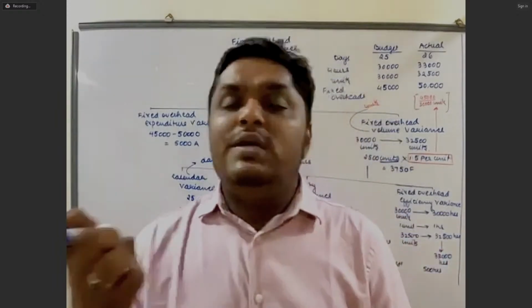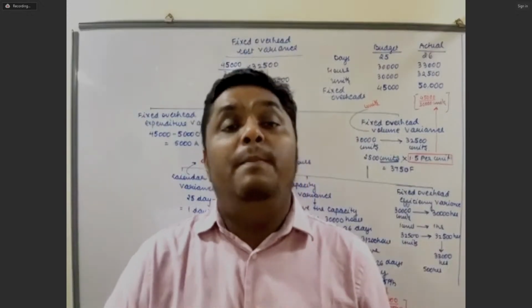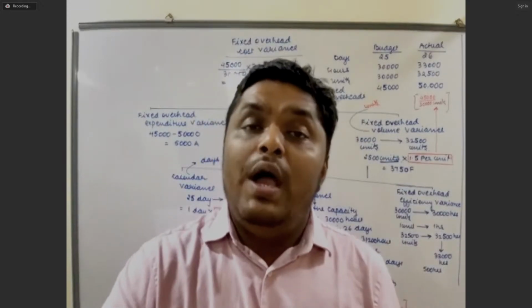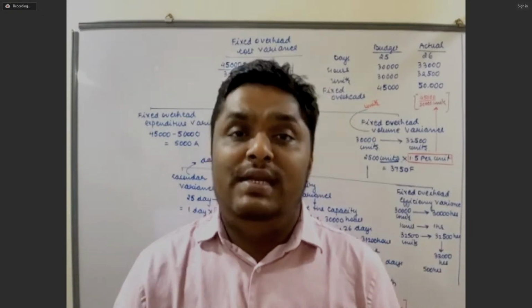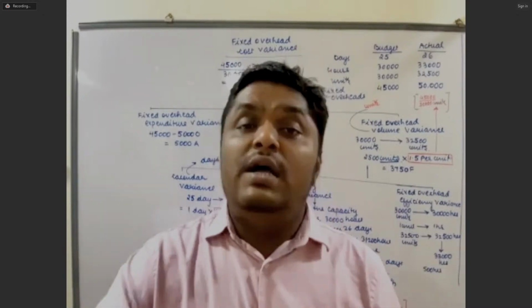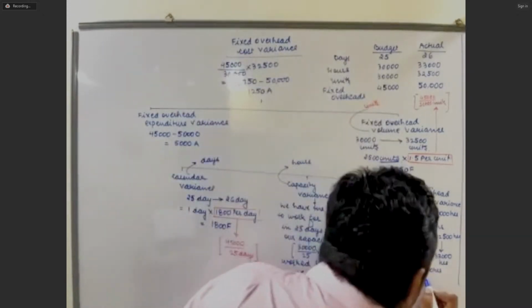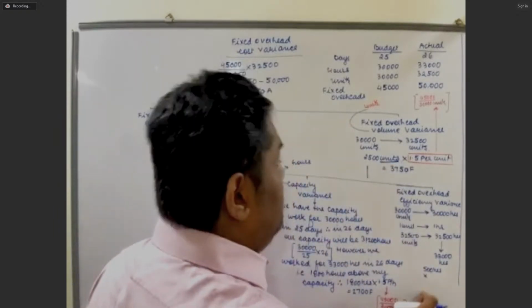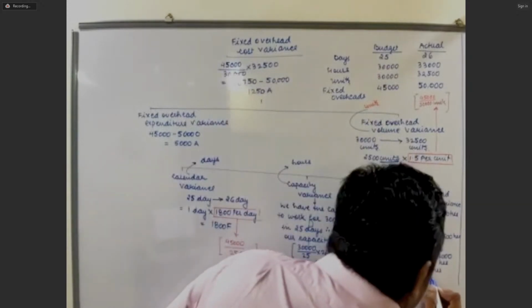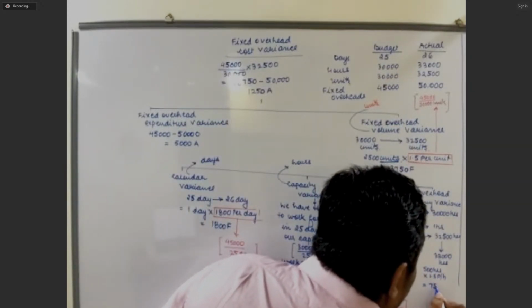The work was supposed to be completed. The work that should have been completed in 32,500 hours, to complete that work we took 30,000 hours, sorry, 33,000 hours. That is 500 hours was our inefficiency. Again, it is hours, so we'll be applying the rate per hour. That is 45,000 divided by 30,000 hours. So this will be 1.5 per hour. This will be 750 inwards.